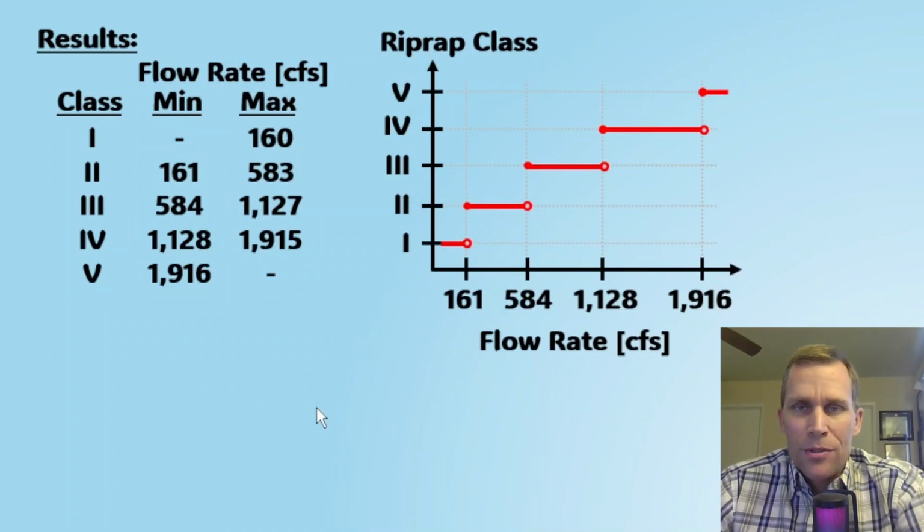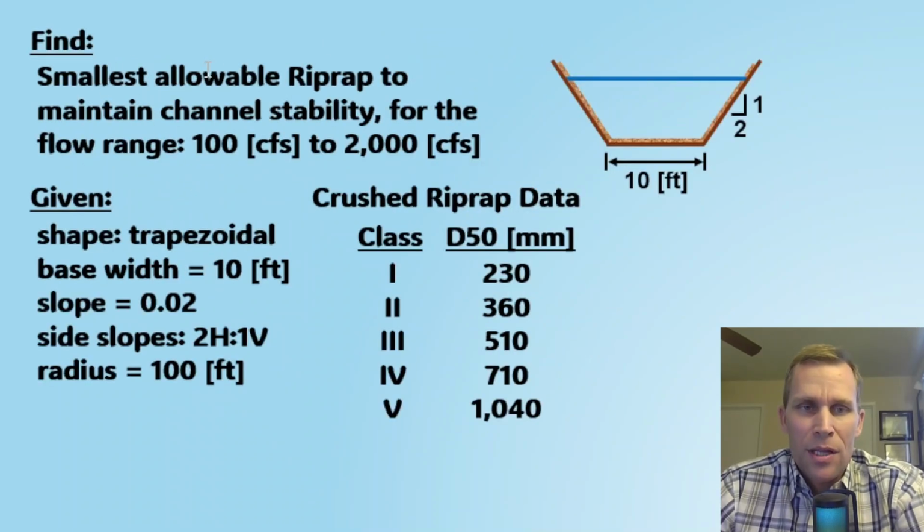All right, well, I hope that was helpful. This was an exercise video demonstrating the relationship between flow rate and riprap class for a trapezoidal channel to identify the smallest allowable riprap that will maintain channel stability for those range of flow rates.